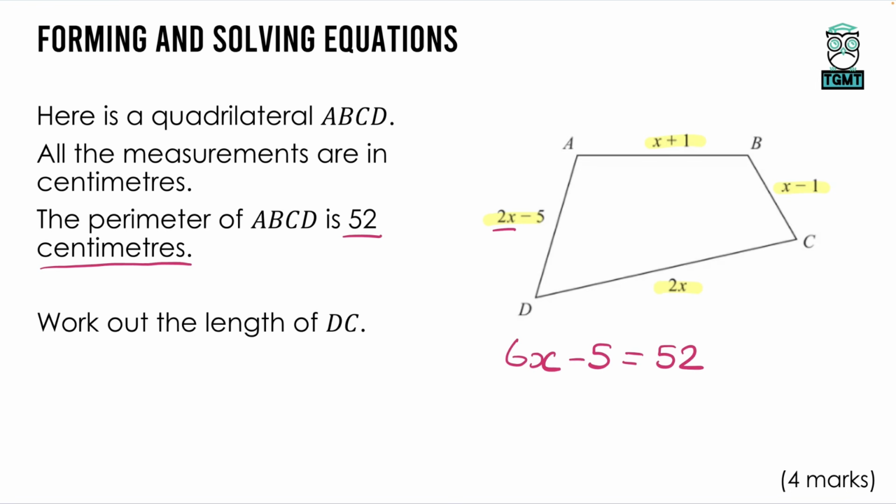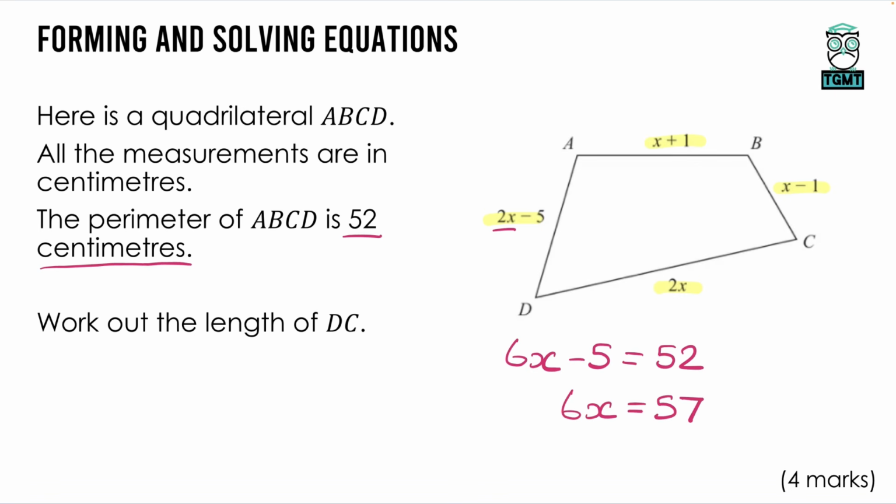Thinking about another concept here, if those were angles, they would equal 360, because angles in a quadrilateral equal 360. So we don't necessarily have to be given the answer, we could sort of have to know the answer if it's based on an angle fact. So here we can now go about actually solving this. So we can add 5 to both sides. Now when we add 5, we get 6x is equal to 57.